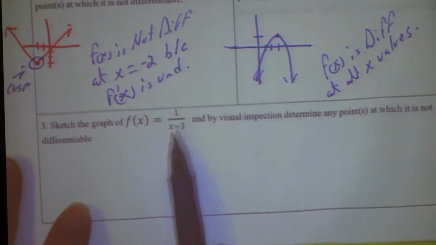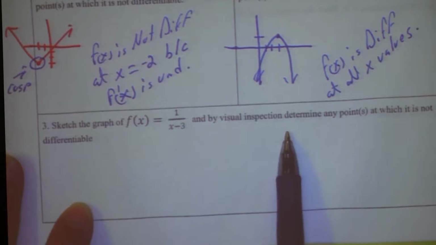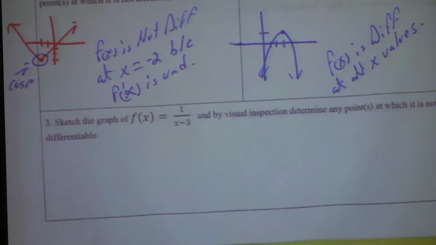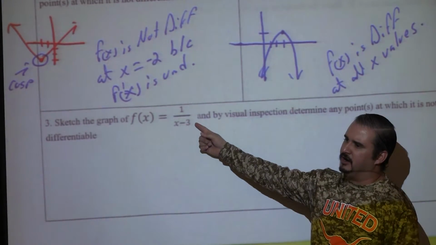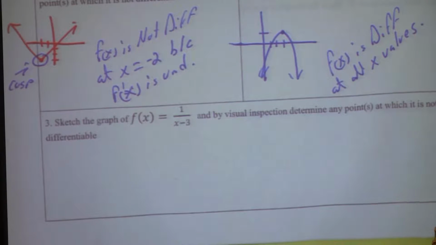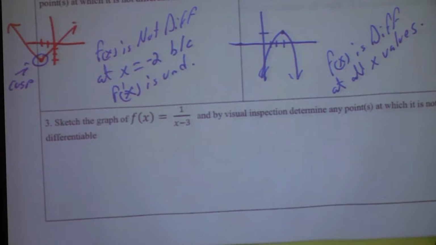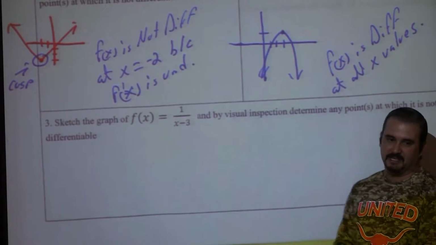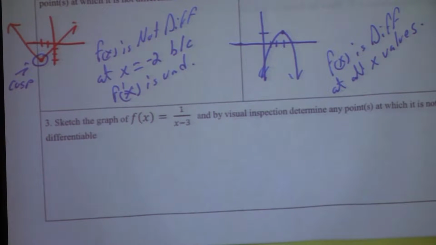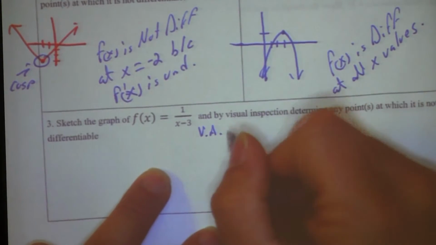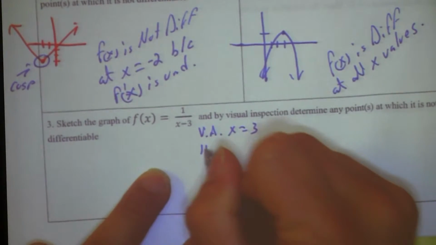So sketch the graph of f of x is equal to 1 over x minus 3 by visual inspection to determine the points where it is not differentiable. Okay, so let's look at this. What kind of a function is it? Starts with an R. Rational, right? Okay, so rational functions sometimes have what? Holes or vertical asymptotes or horizontal asymptotes, right? So can you tell me if it has any of those three things? It has a vertical asymptote. How do I find those? Denominator equal to 0. Okay, so what's the vertical asymptote for this guy? X equals 3. Does it have a horizontal asymptote?